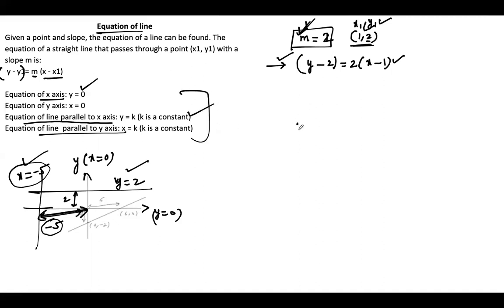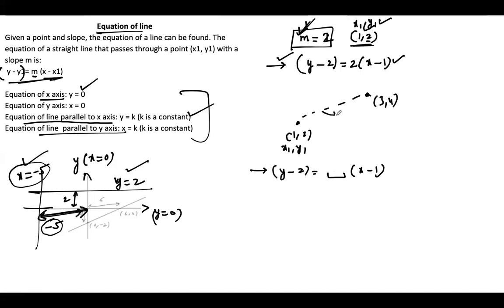For example, we have a line that is passing through 2 points, 1, 2 and 3, 4. How will I write the equation? By using the same thing. I will say, if you are assuming this to be x1, y1, then the equation of line would be y minus y1 is equal to slope times x minus x1. What will be the slope? We know how to find the slope, that is 4 minus 2 divided by 3 minus 1, which is 2 by 2, which is 1. So this is 1. Can you write the equation by using this point?